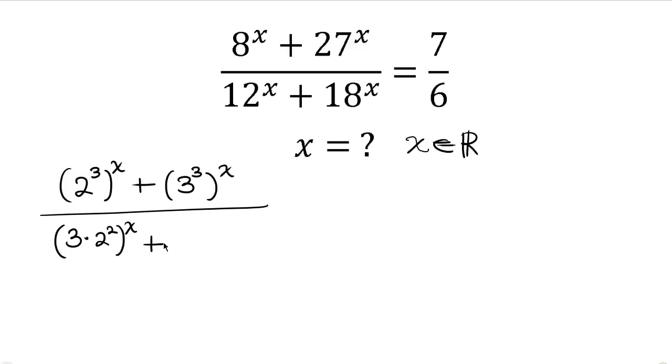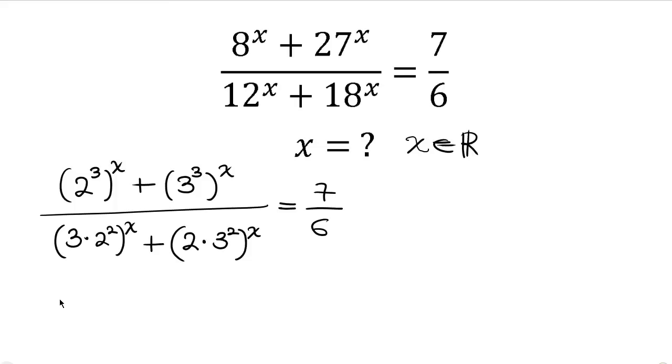Plus 18 is the same as 2 times 9, and 9 is 3 squared. Good. So 2 times 9 gives 18, and this is raised to the x. Very good. And this is equal to 7 all over 6.